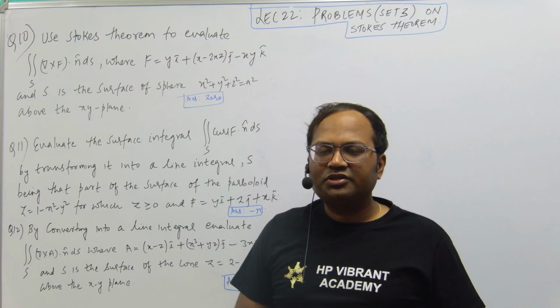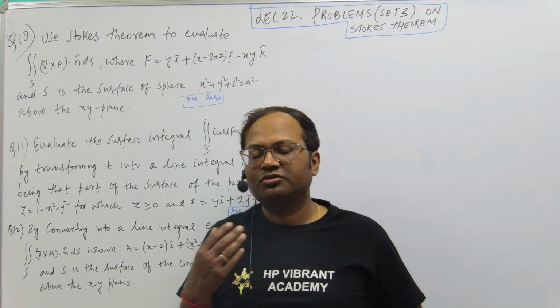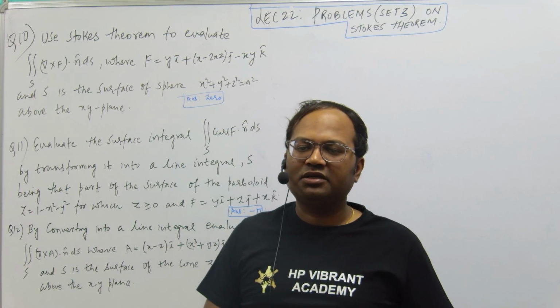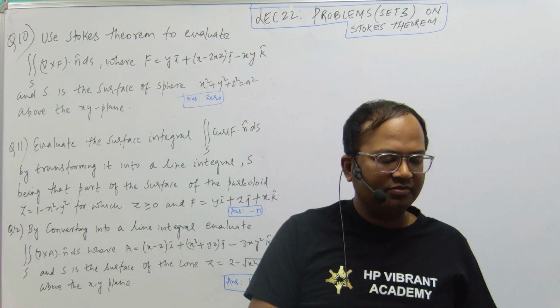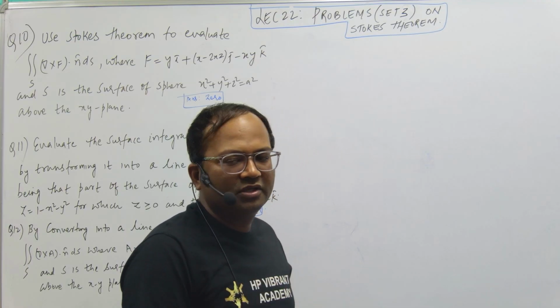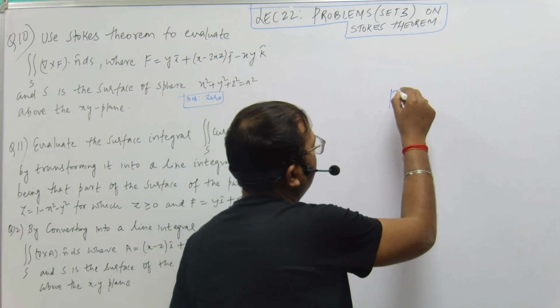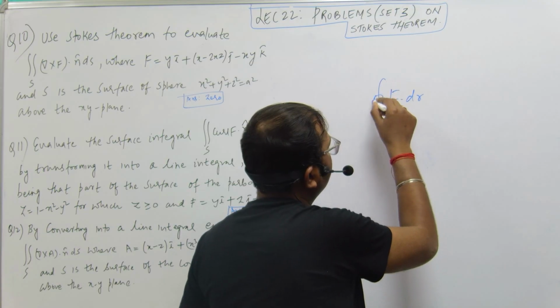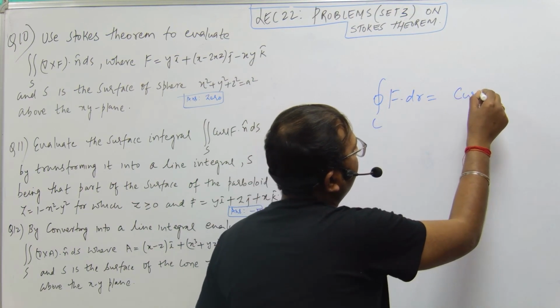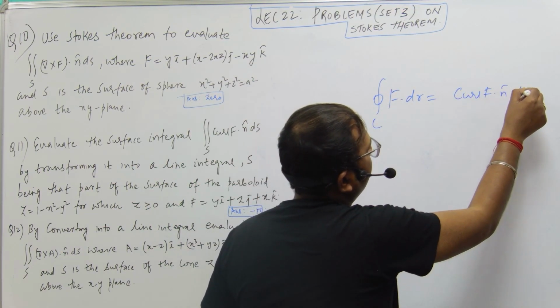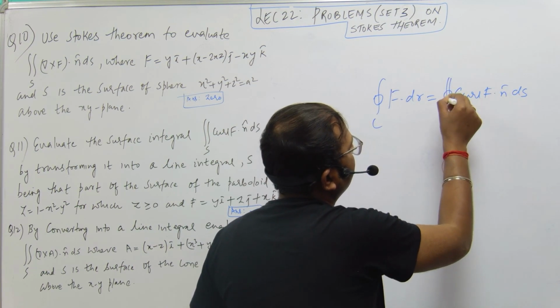What we have seen in the previous set of lectures is that the Stokes theorem gives a relation between the line integral and the surface integral. The basic expression for the Stokes theorem is the line integral of f dot dr along the curve C is equal to the surface integral of curl of f dot n cap into ds along the surface S.